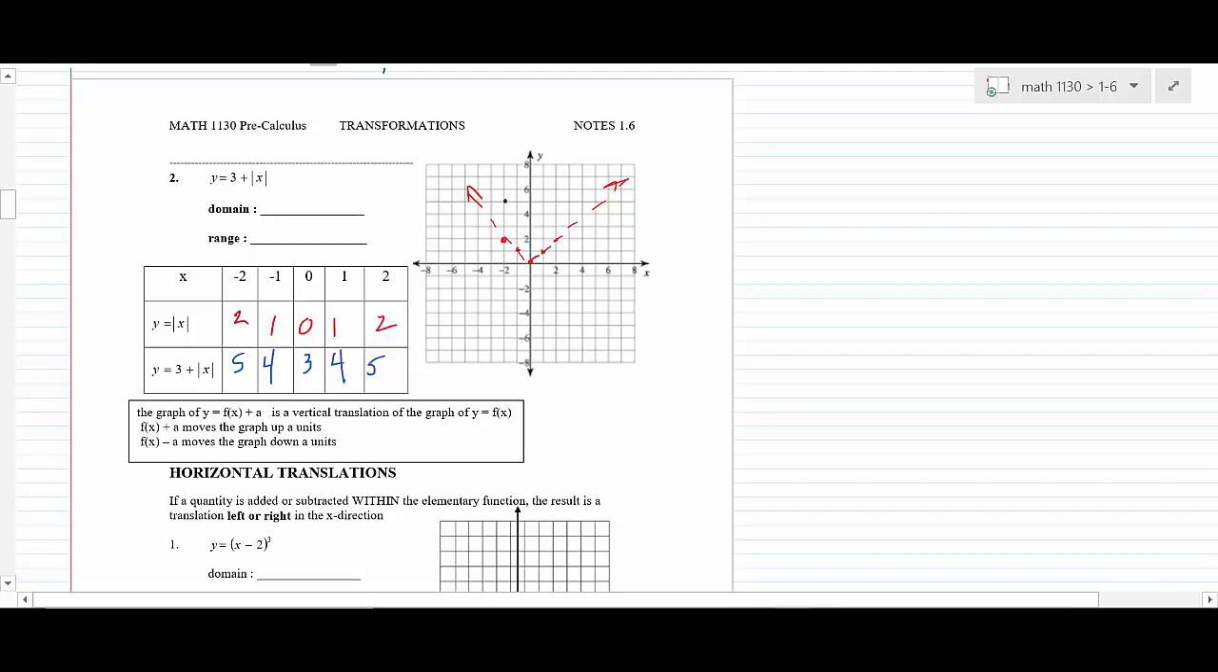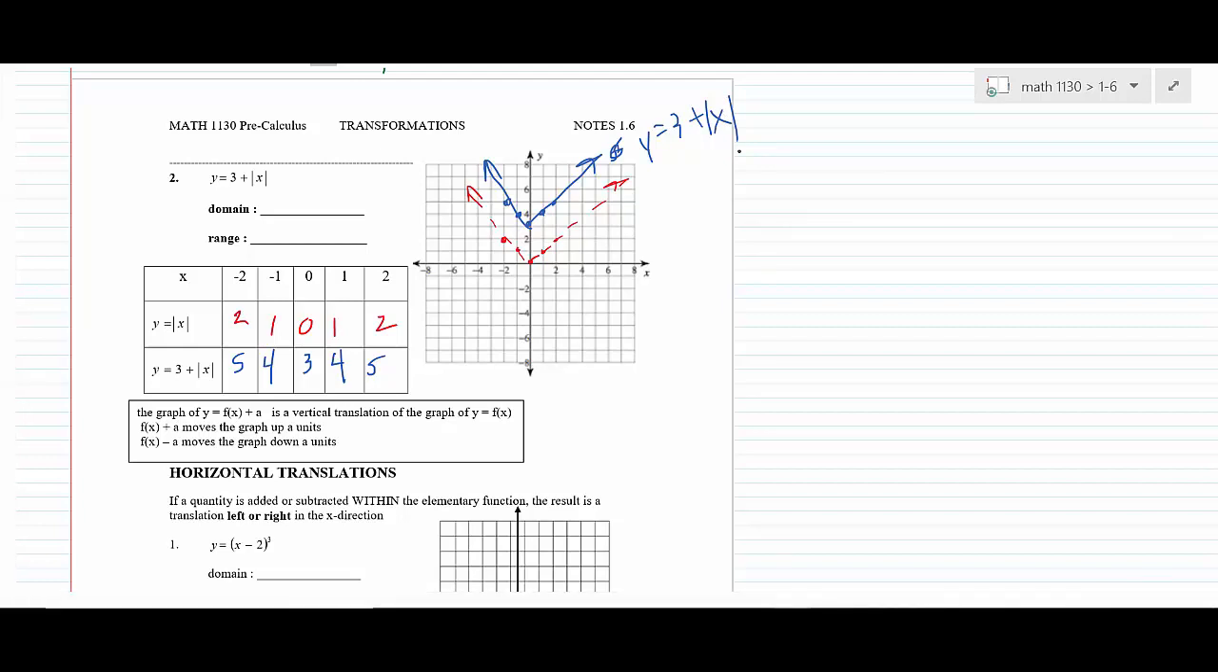So you'd have -2, 5. You would have -1, 4, 0, 3, and so forth. That's what your final graph looks like. That's y equals 3 plus the absolute value of x. All right, what's the domain of the final product, the one in blue?